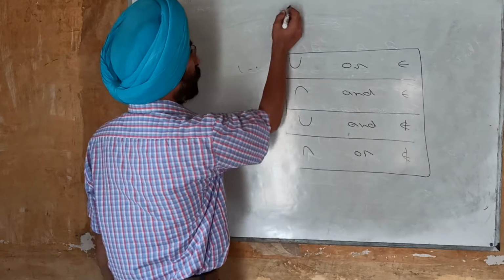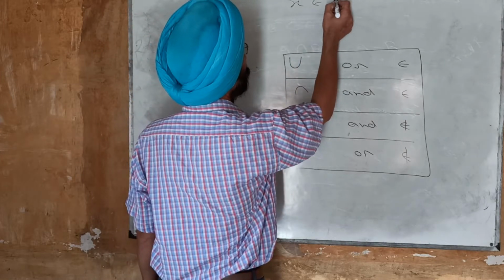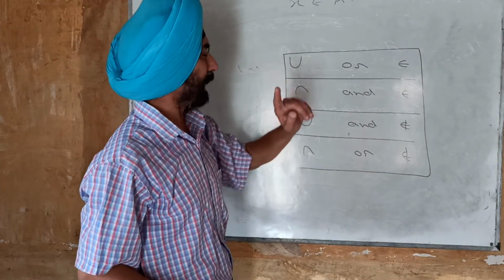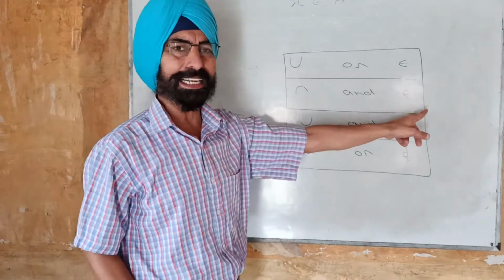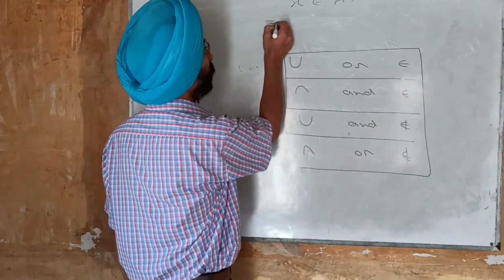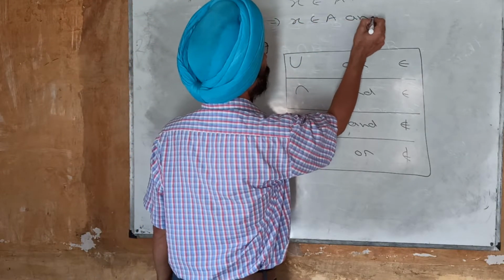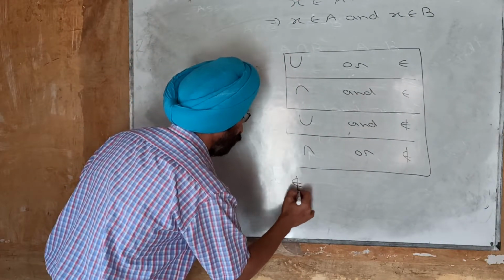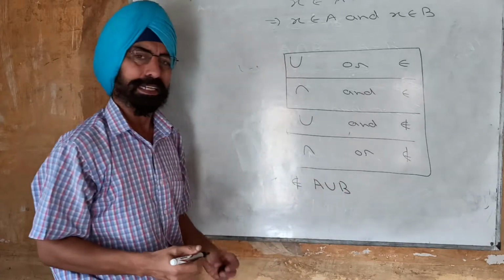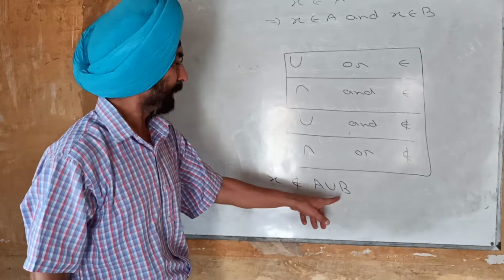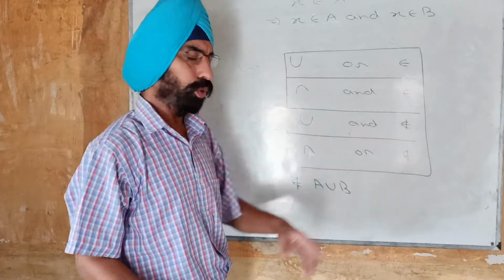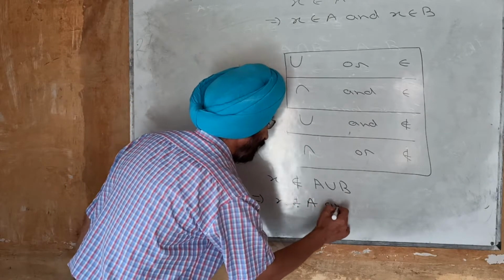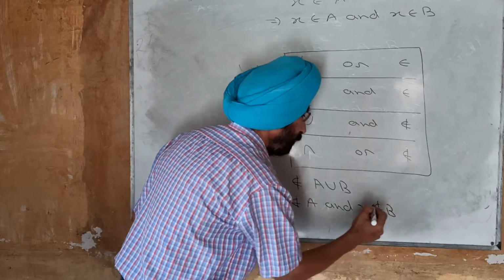That means, suppose you say that X belongs to A intersection B. Now you have belongs to and intersection. So belongs to and intersection is in the second line. So that means "and" is obvious. So what you will get, X belongs to A and X belongs to B. Similarly, suppose I write X does not belong to A union B. Now, does not belong and union, these two are together in the third row. That means "and" is obvious. So this means X does not belong to A and X does not belong to B.